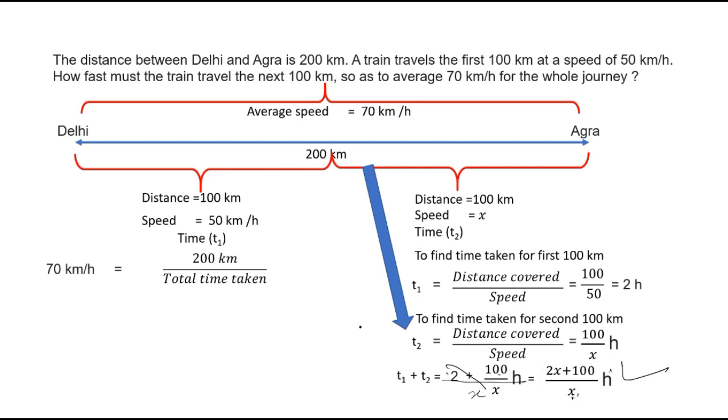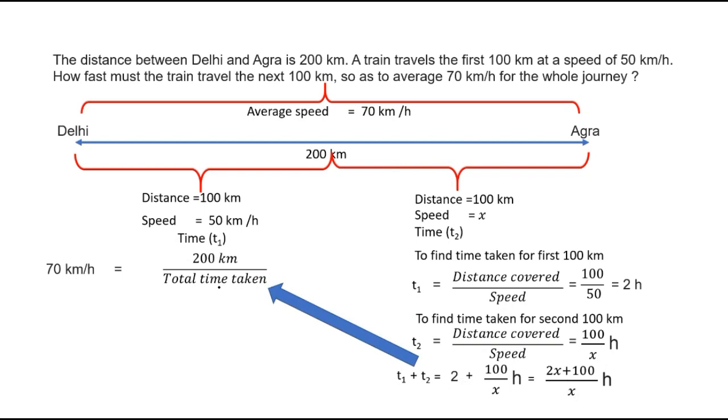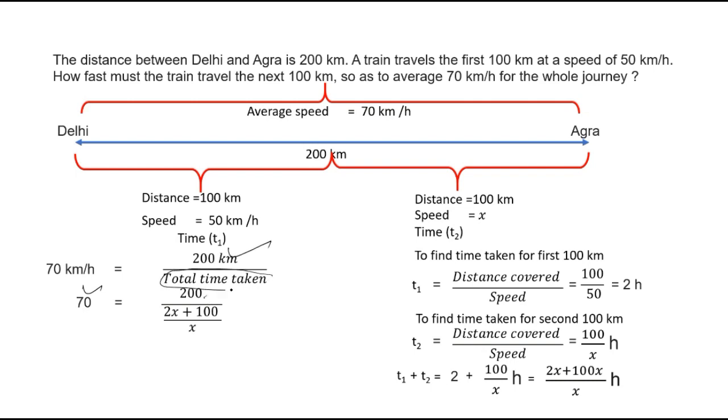So what I do is, I will take this complete (2x plus 100) by x and straightaway put it in the total time. We already have this 70 kilometer per hour. So this T1 plus T2 we have to put here as the total time taken. What equation will we get? 70 is equal to 200 divided by the total time, and that is (2x plus 100) by x. So 70 is equal to 200 divided by ((2x plus 100) by x).